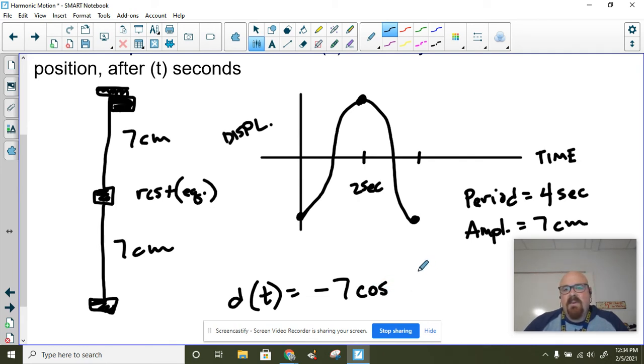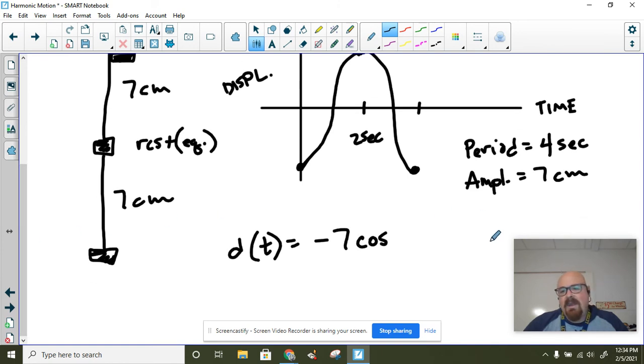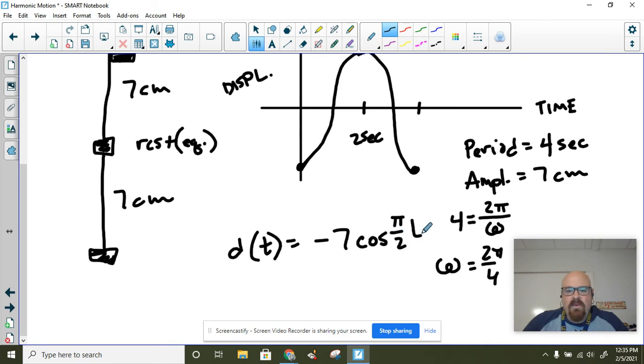And then the value we're missing is omega, right? And so we used to call it B, now we're calling it omega, but it doesn't necessarily affect it one way or the other. 4 is equal to 2 pi over omega. And then we pull the switcheroo here and we say omega is equal to 2 pi over 4, which is pi over 2. So we have pi over 2 t inside this cosine function, okay?